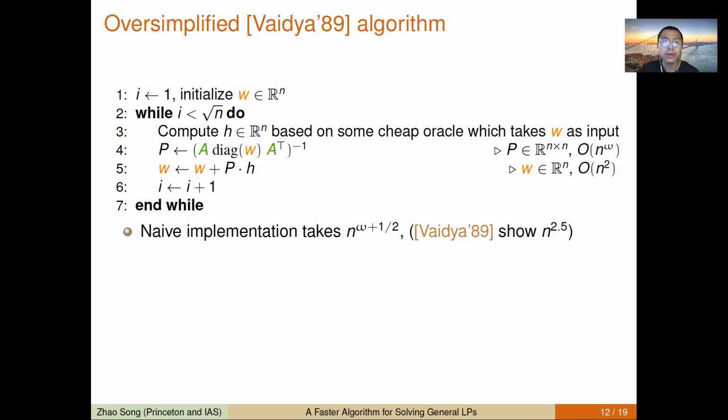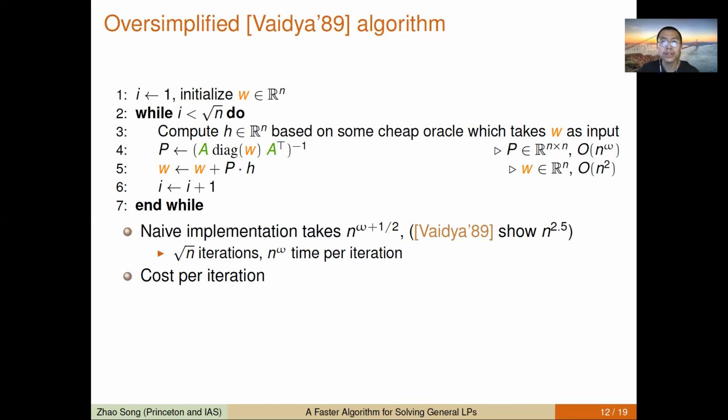The naive implementation of this algorithm will take n^(ω+1/2). However, Vaidya showed you can actually do better. By doing some tricks, you can get n^2.5. This algorithm has √n iterations. And as you can see, the bottleneck is from line 4 and line 5. It takes n^ω time per iteration.